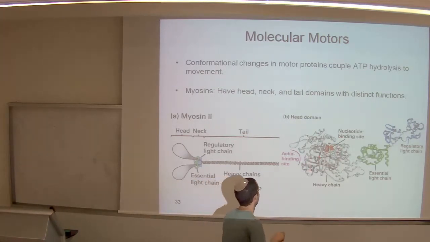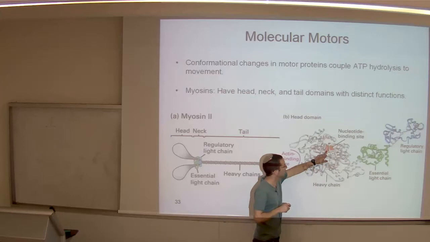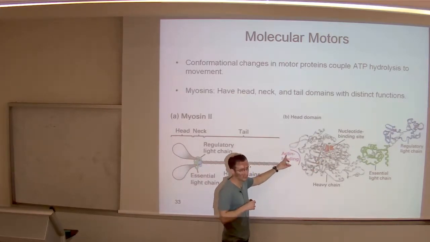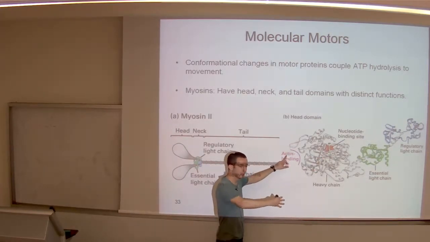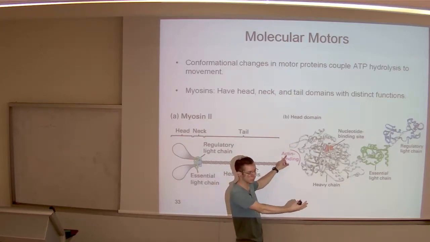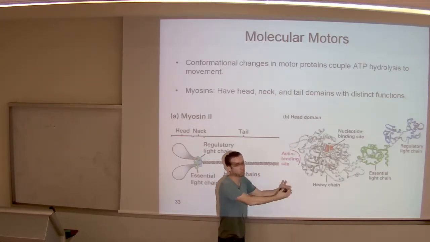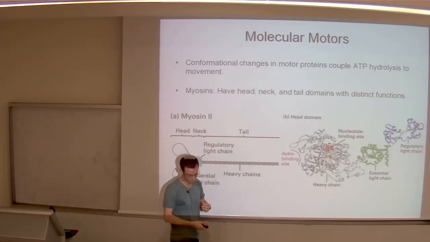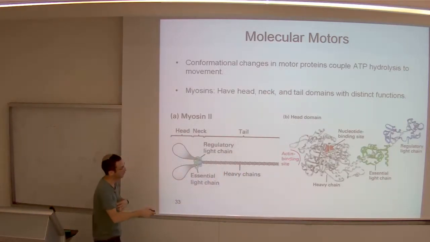On the head domain of myosins, you'll find the nucleotide binding site. This is where the ATP that gives you the chemical energy binds. It also has a binding site to actin, which is the protein against which the movement will take place. It's like the road. You have to have something on which to perform the movement, and this scaffold is exactly actin, which will bind right here to the head domain of the myosin.